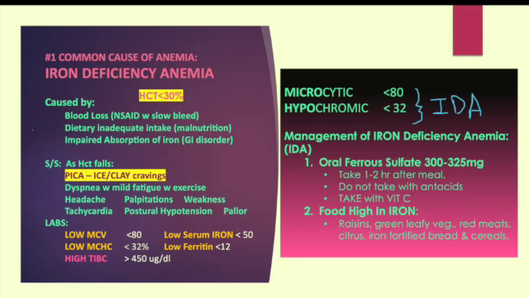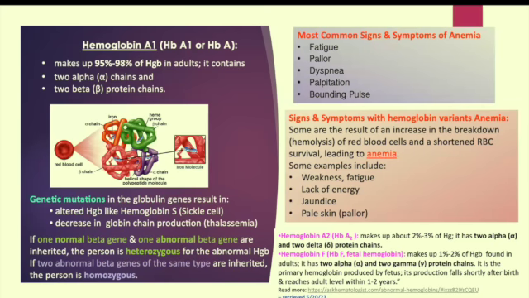Those will be like raisins, green leafy vegetables, red meats, citrus, iron fortified breads and cereals, which is a big thing that I think works for a lot of people, those cereals, and make sure that they're looking at the nutritional values and the iron is actually in there. So again, that high total iron binding capacity is important for us to remember to look at if we are suspecting any kind of low iron or iron deficiency anemia.